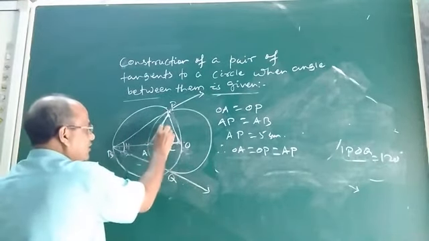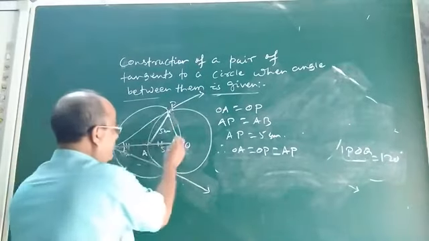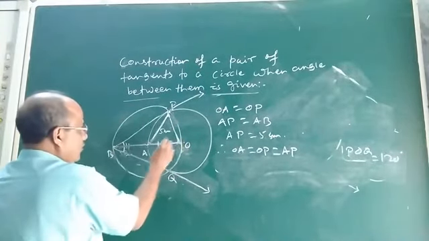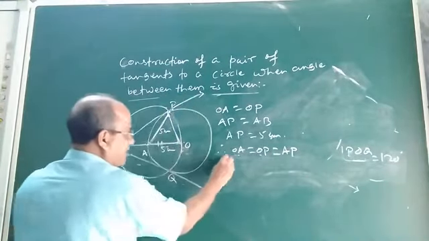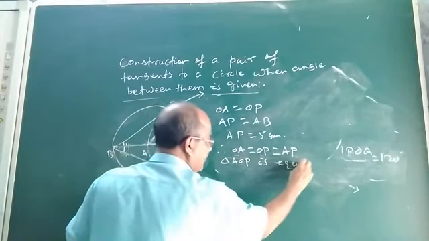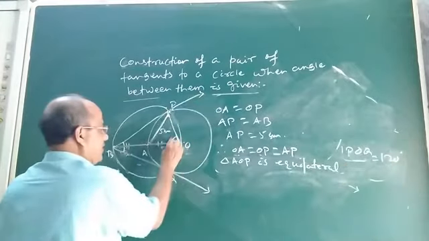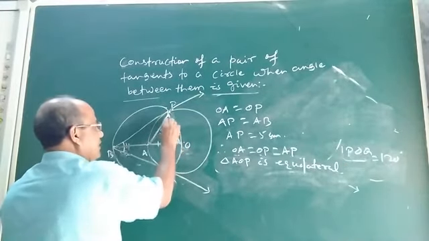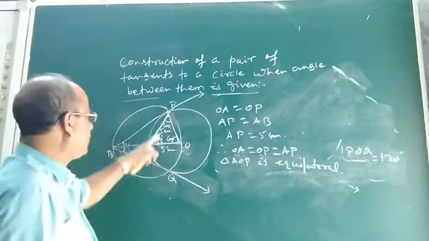Okay, so this is also equal. Since this is 5 centimeter AB, so AB is no doubt 5 centimeter. So that means all the three OA, OP and AP are equal. That means triangle AOP is equilateral. Now if it is equilateral triangle, this will be 60 degree, this will be 60 degree, this will be 60 degree.